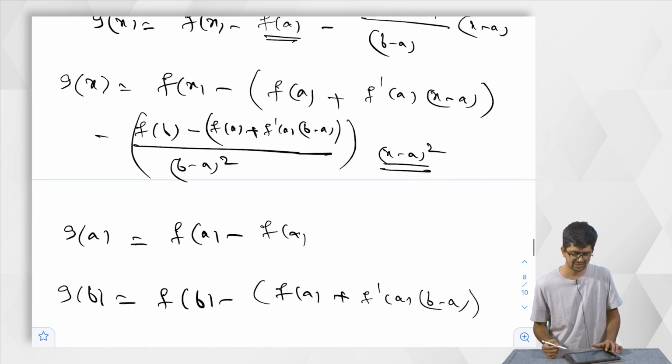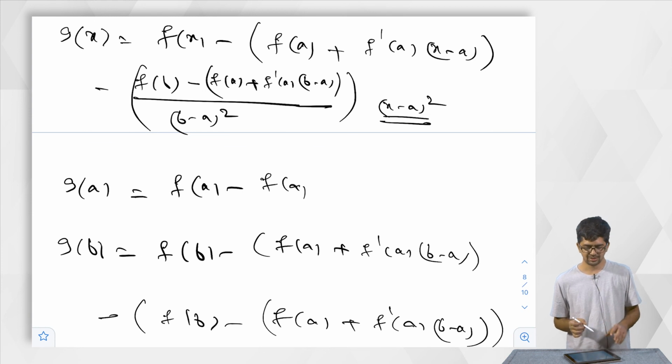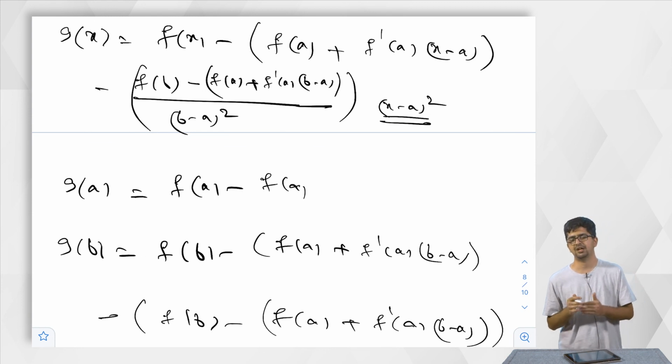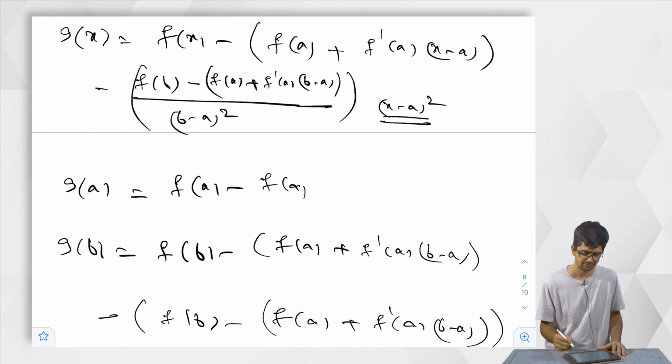In the next session we will see some examples, something like that. The next session will be the last session for differentiation. After that we will start doing series of real numbers. That's all.